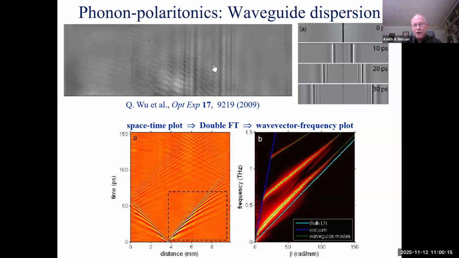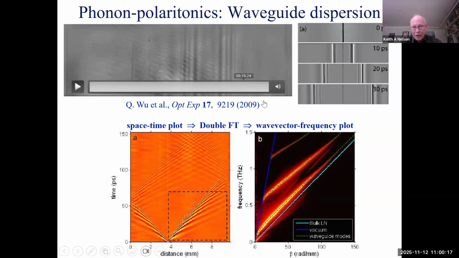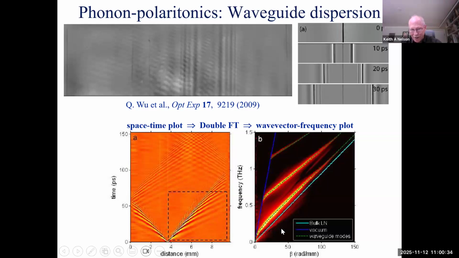So if we just take what I just showed you and Fourier transform it in both dimensions, we immediately get the full waveguide dispersion properties of the different modes. Okay, so we're Fourier transforming with respect to time and position, and we get frequency and wave vector. Okay, in other words, we get the waveguide dispersion. That's fine.